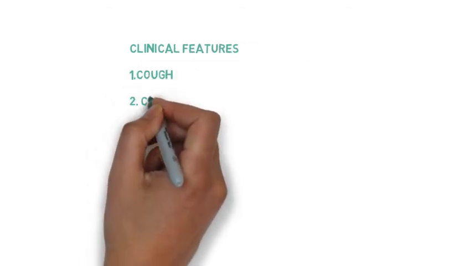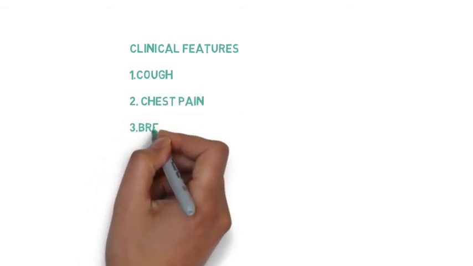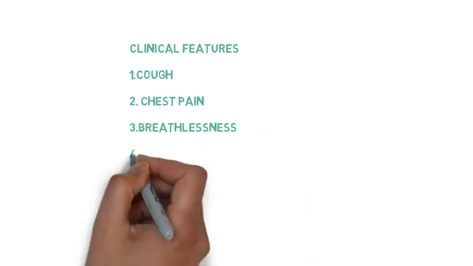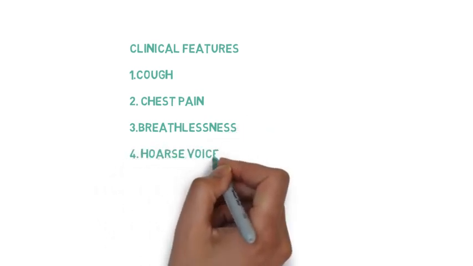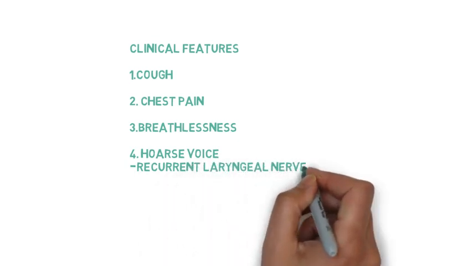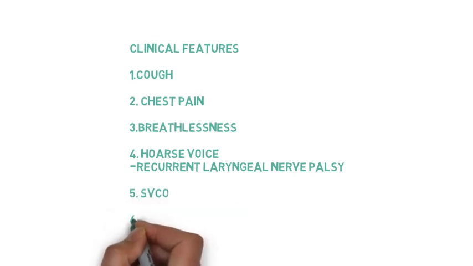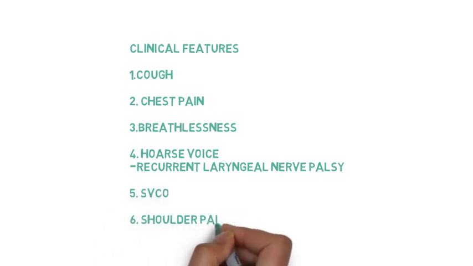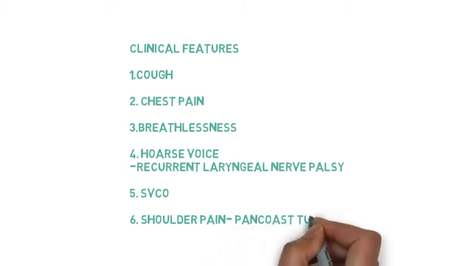Now moving on to the clinical features. How would we know if someone had lung cancer? Well, they might present with breathlessness, cough for greater than 3 weeks, chest pain, a hoarse voice due to recurrent laryngeal nerve palsy involvement, and 20% of lung cancers present as superior vena cava obstruction, and this is when the tumour compresses the superior vena cava, so a patient will be very breathless, they will have facial swelling and arm swelling, and they'll have distended veins in the neck.